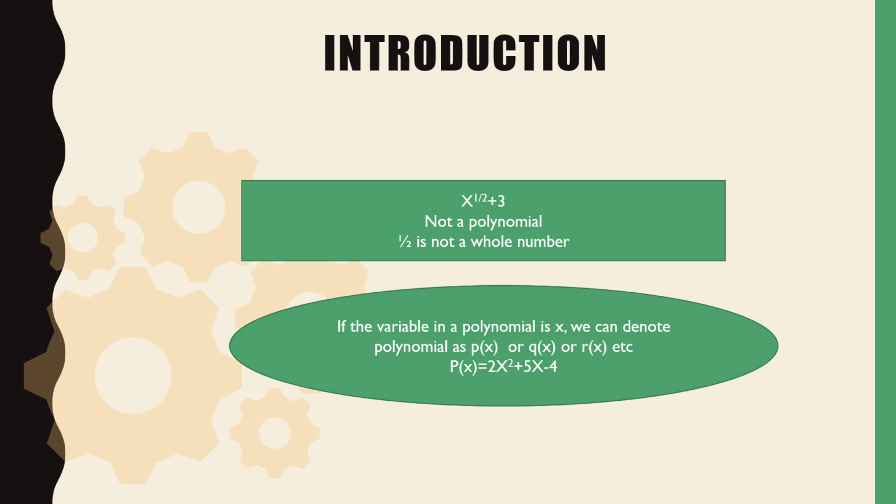Generally, if the variable in a polynomial is x, we can denote the polynomial as p of x or q of x or r of x, etc. Or we can say p of x is equal to 2x square plus 5x minus 4.